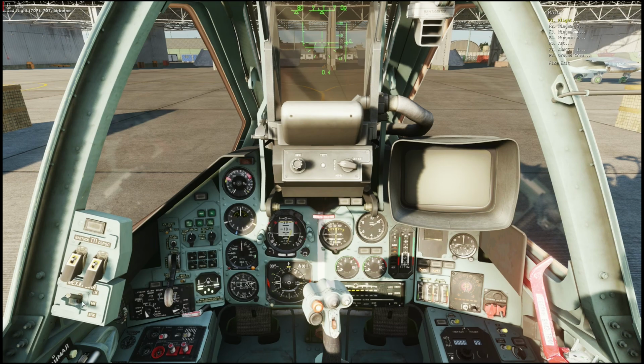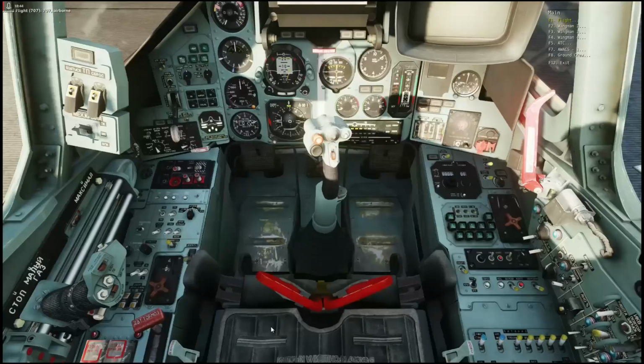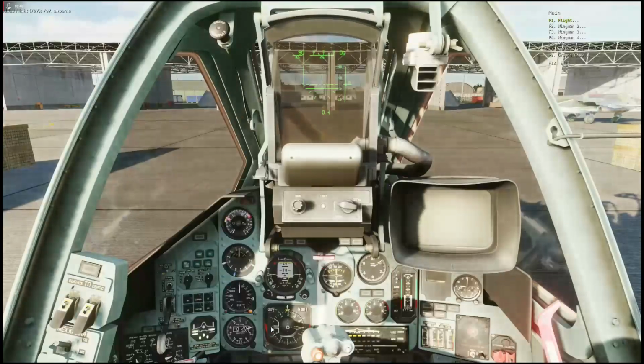Over to the left you have the flaps indicator here, and if I believe correctly, this is for the chaff and flares. So yes, that is it.